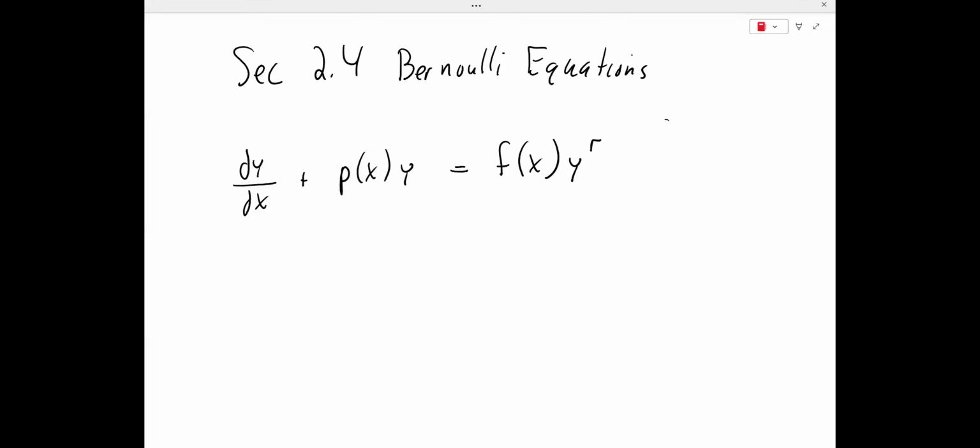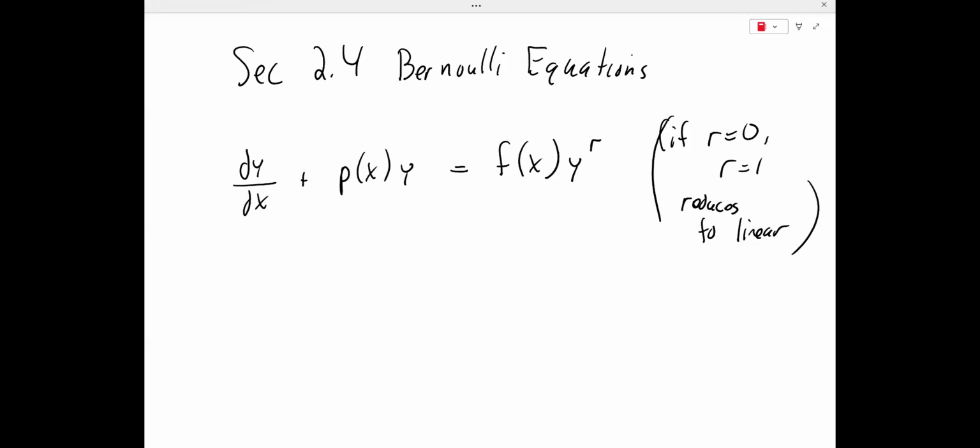Now, by the way, if r equals 0, then this would be a 1 right here, and it'd be linear again. And if r equals 1, it's also linear, because then I can move this over to this side and get 0 on the right. So just note that if r is 0 or r is 1, it's really just a linear equation at that point. But we're going to look at ones like this now.